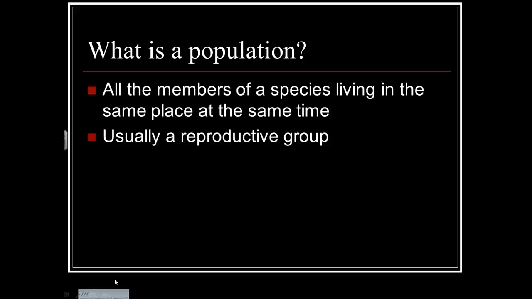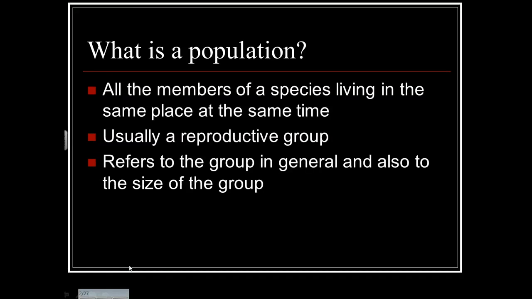Sometimes populations die or migrate out of a given area, and the term population consequently has commonly been used for convenience sake to refer to the number of members of a species. Okay, that's still the same, within a defined area at a given time, whether or not they interbreed. Okay, so that little condition there is sometimes put on there to help us understand what a population is. So it's usually a reproductive group, but it doesn't necessarily have to be that.